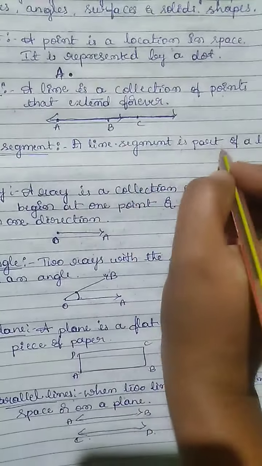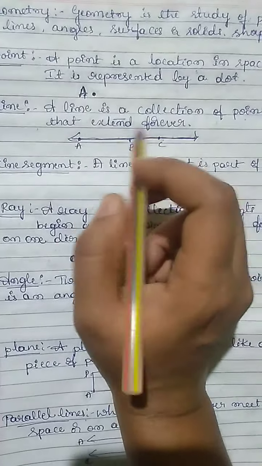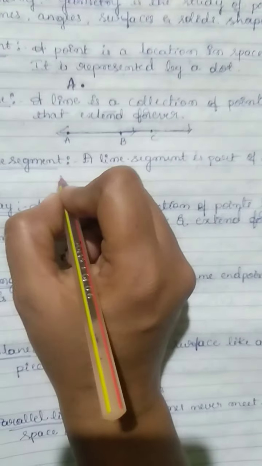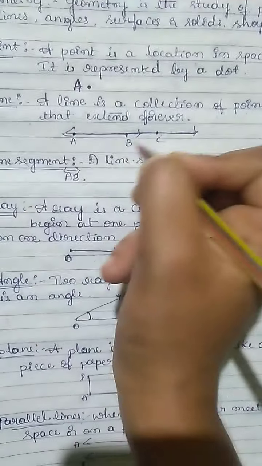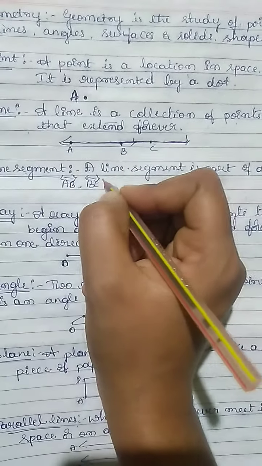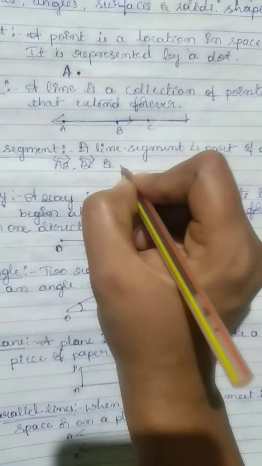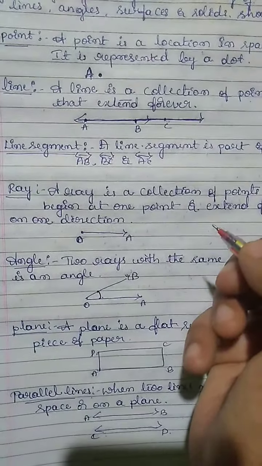Next one is line segment. A line segment is a part of a line. See here, this is the line AC. In this, AB is a line segment, and one more line segment is BC. We can also consider AC. AC is also a line segment.